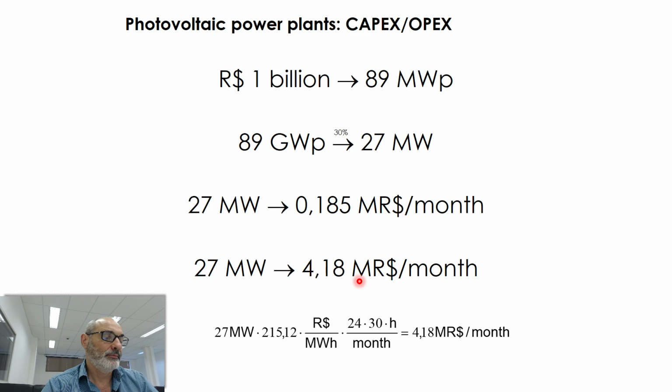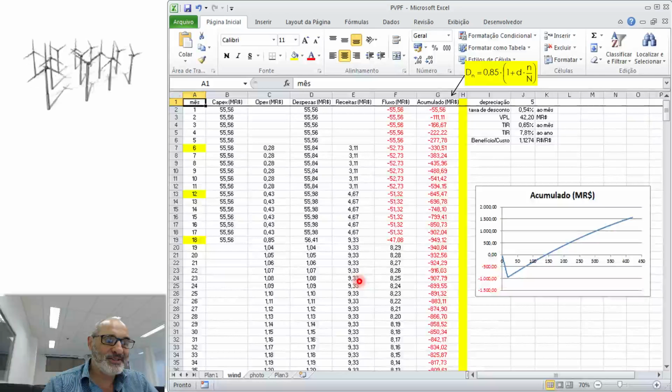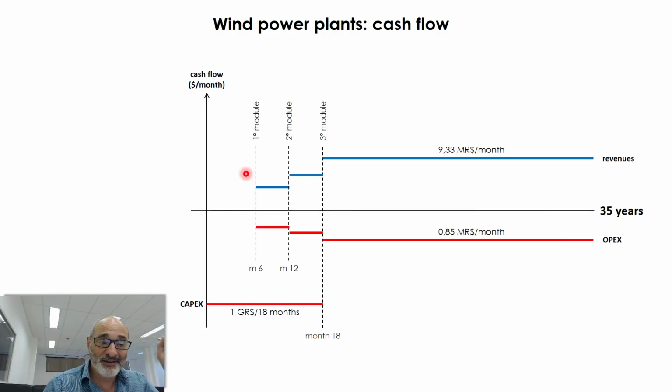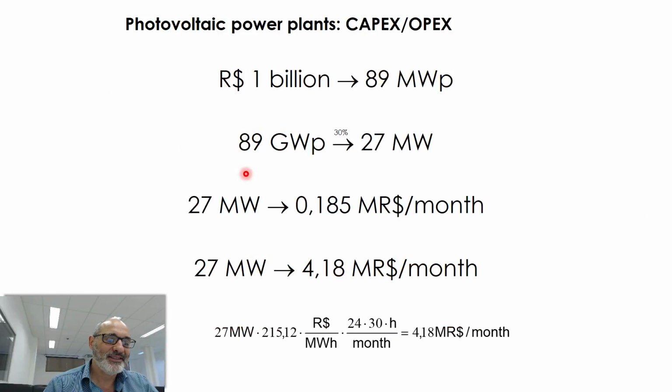Professor? Yeah, go ahead. I have a question here. Why in the first line do you have 89 megawatts and the second one is gigawatts? Is it a mistake? Just a mistake. That's copy paste from this slide here. You see? The same mistake here. Sorry for that. Okay, thank you.